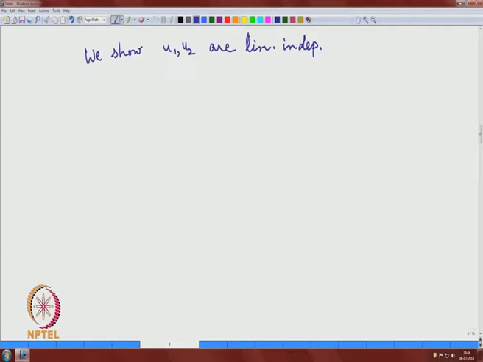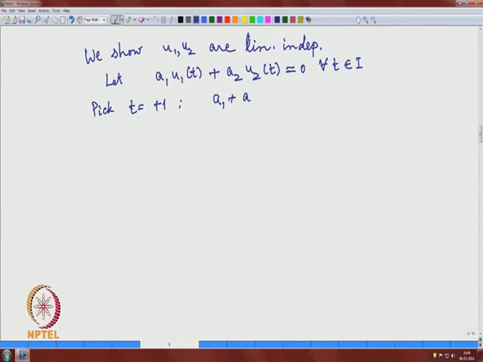Okay. So, for that, let a1 u1(t) + a2 u2(t) be equal to 0 for all t in I. In particular, if you pick t equal to +1, you get a1 plus a2 equal to 0, and if you pick t equal to -1, you get minus a1 plus a2 equal to 0, and this will imply a1 equal to a2 equal to 0.